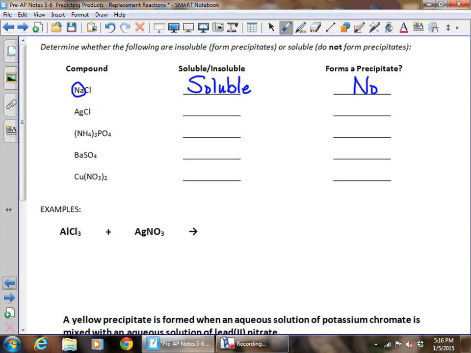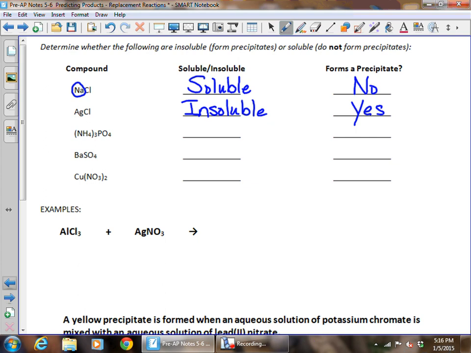So let's go back here. This is insoluble. Does it form a precipitate? Yes, it does. These always pair up. If it's soluble, it's always going to be no for whether it forms a precipitate. If it's insoluble, it's always going to be yes.